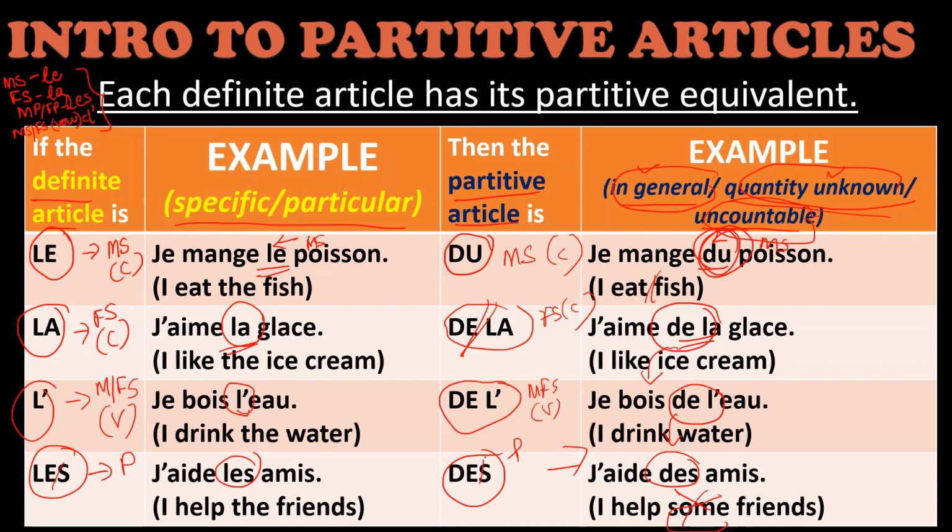Hope you've understood this. In the next session, we're going to see how you negate a sentence which has a partitive article in it. Thank you.